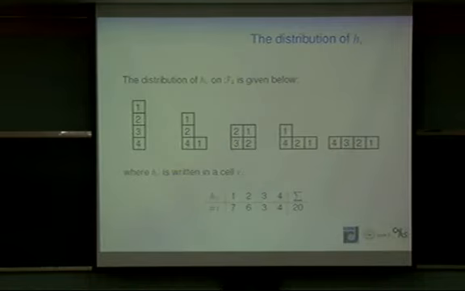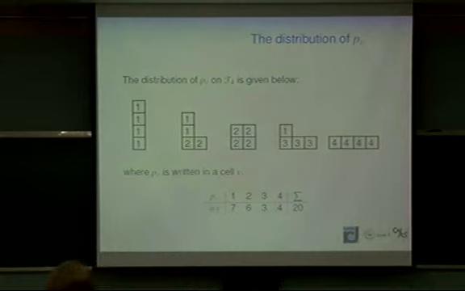This illustration is the distribution of hook length on partitions of 4, like this. This cell has hook length 4, 1, 2, 3, 4, and this cell has hook length 3, 1, 2, 3, like this. Then we count the number of cells according to hook length, like this. Actually, the number of cells with hook length 2 is 6, like this.